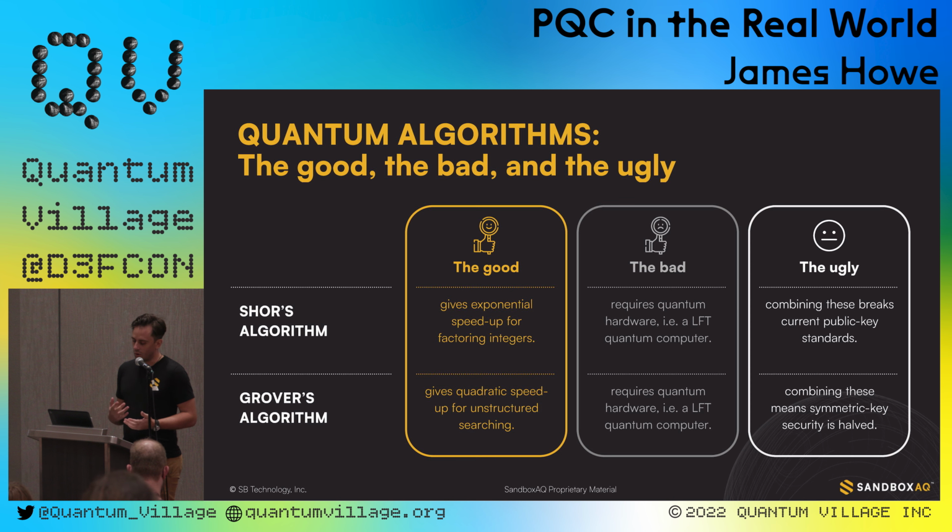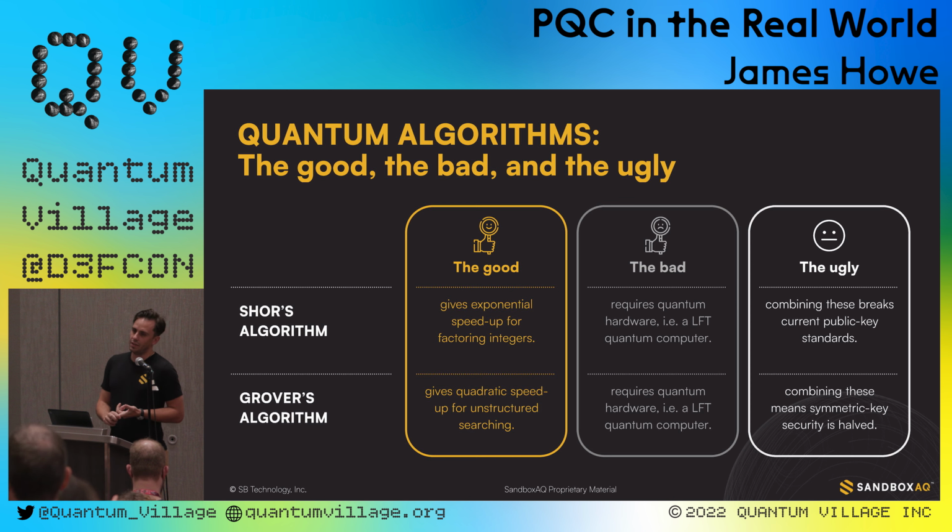This obviously requires a large fault-tolerant quantum computer. And using this algorithm, we actually break almost all of our public key crypto online that we use. So this breaks RSA, this is the integer factorization problem. This breaks elliptic curve cryptography, which requires the discrete logarithm problem.